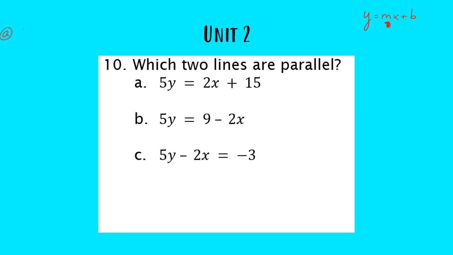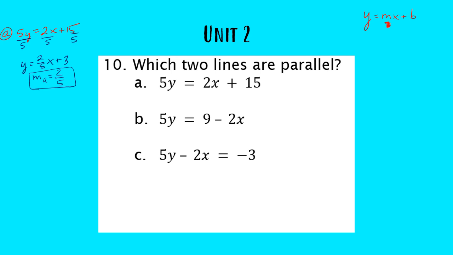So our first line, we have 5y equals 2x plus 15. So we're trying to get y by itself. The first thing I'm going to do is divide every single piece by 5 and then simplify my numbers. So I get 2/5 x plus 15 divided by 5, which is 3. That means my slope of line A, I'm just going to put a little a here so I don't lose track of what I'm looking at, is positive 2/5. And then we're going to do that for each one of our lines.